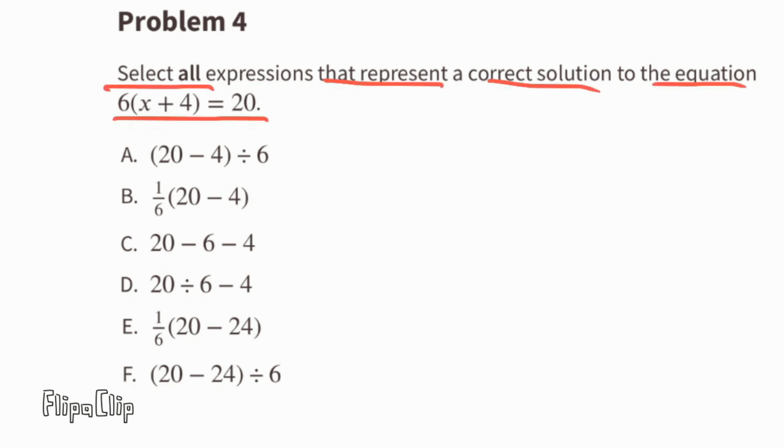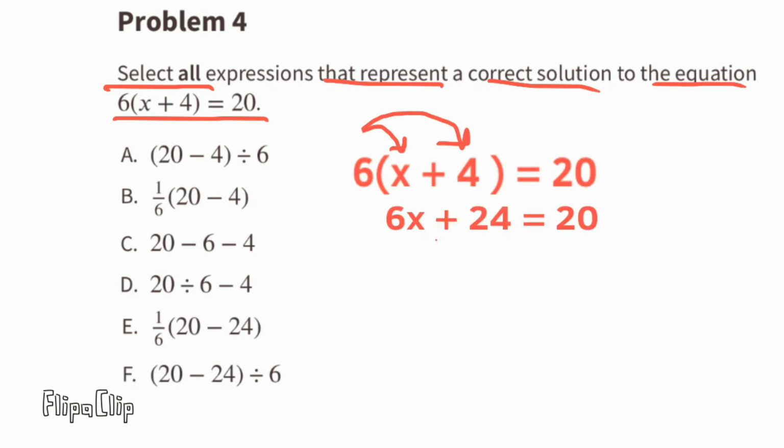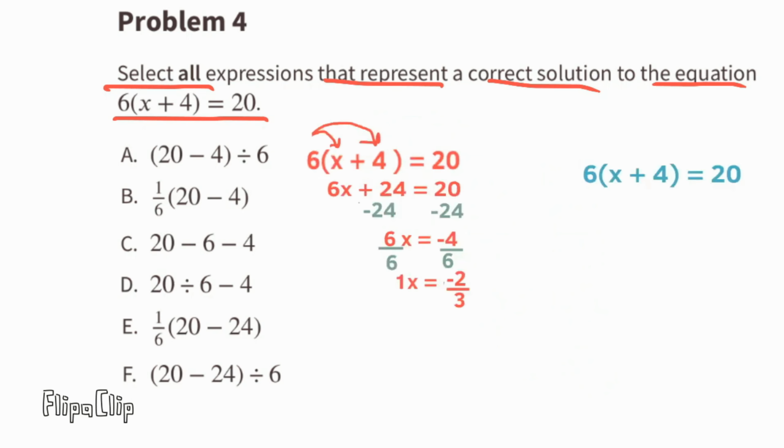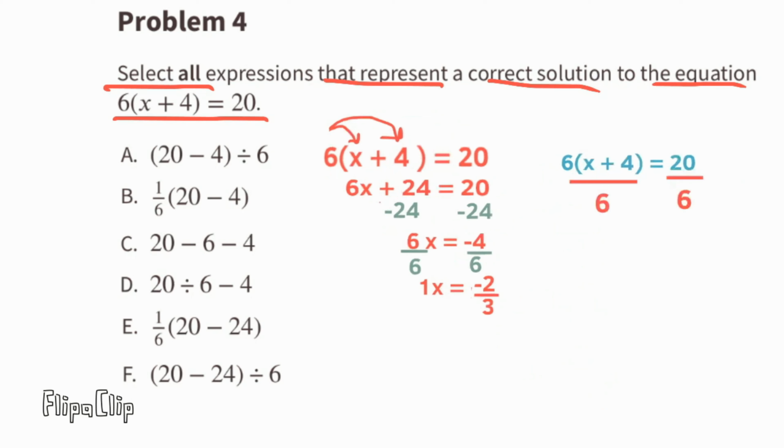Problem number 4. Select all expressions that represent a correct solution to the equation 6 times x plus 4 equals 20. 6 times x is 6x plus 6 times 4. So we have 6x plus 24 equals 20. Subtract 24 from both sides, and we have 6x equals negative 4. Now we need to divide both sides by 6. That leaves us with 1x, or x, equals negative 2/3. X equals negative 2/3.